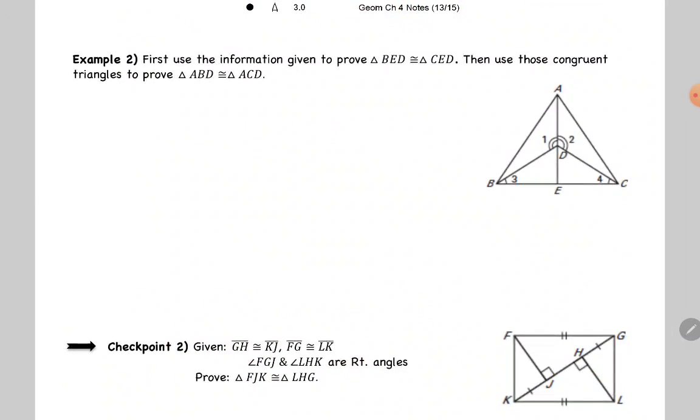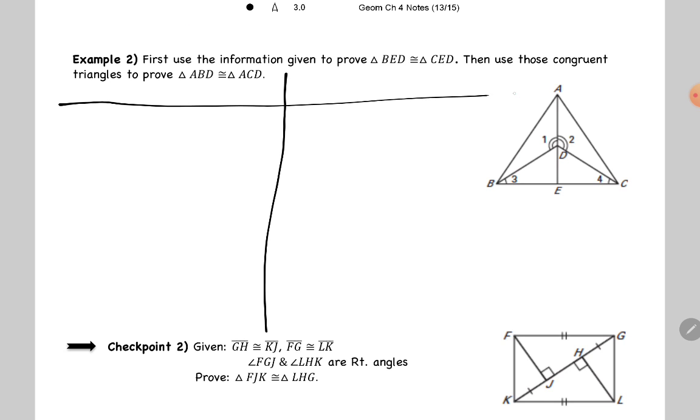Alright. First, use the information given to prove triangle BED is congruent to triangle CED. Then use those congruent triangles to prove that triangle ABD is congruent to triangle ACD. Alright, here we go. Statement, reason. So they first want to prove triangle BED, so the bottom left triangle is congruent to the bottom right triangle.